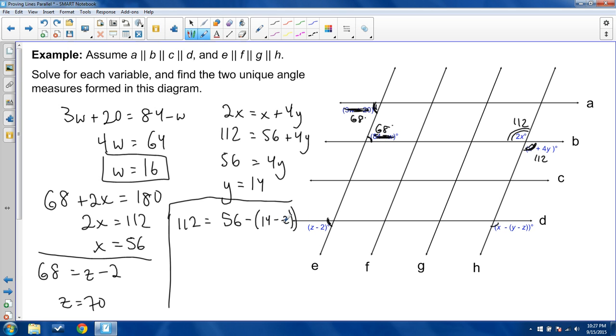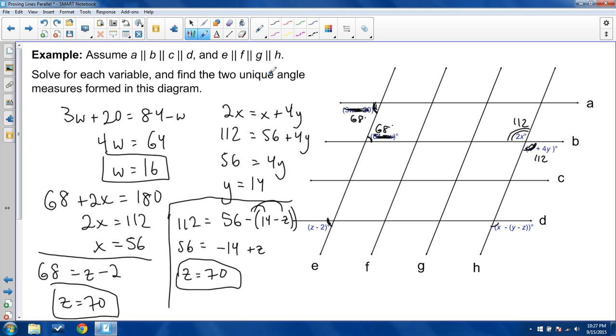So let's say we don't know what z is yet, right? Because I found this out another way. I want to show you the second way. I subtract 56 from both sides. I'm going to get 56 equals, if I distribute this negative into here and here, I'm going to get negative 14 plus z. If you add 14 to both sides, you're going to get z equals 70. So either way, you solve for z there.